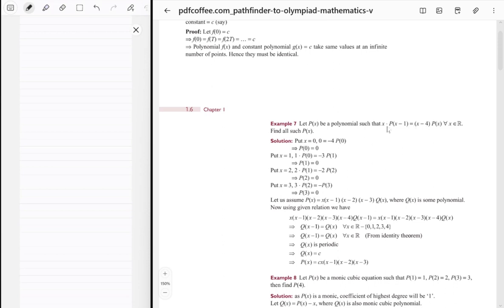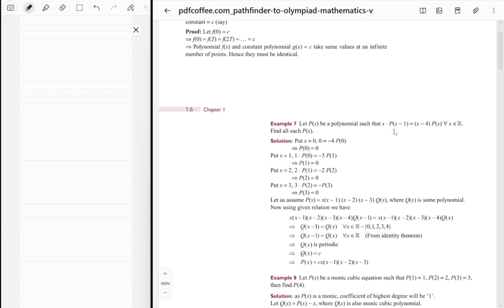Okay. Let p of x be a polynomial such that x times p of x minus 1 is equal to x minus 4 times p of x. Ooh, interesting. For all x belonging to the reals, find all such p. Wait, this is for all x. That just means it's an identity. Okay.